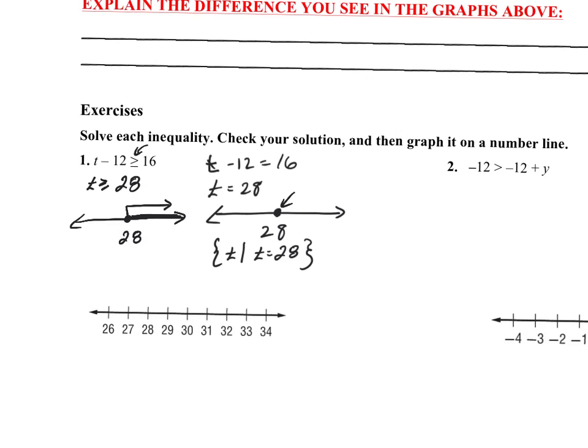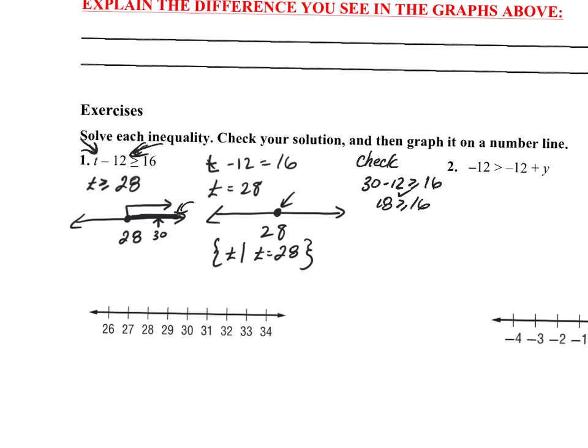So meaning that if I include, for example, any number that's bigger than 28, say 30, and I dump it back into my t here for a check. So if I go 30 minus 12, is that going to make this inequality true? I'm going to get 18 is bigger than 16. Is that true? Sure it is. It checks. If I pick a number that's even further out this way, all of the numbers in here are going to make this original inequality true, correct?